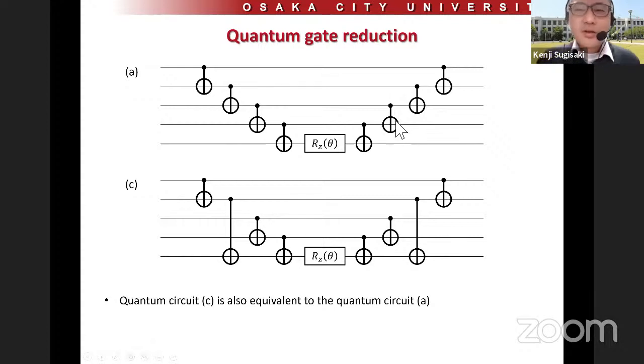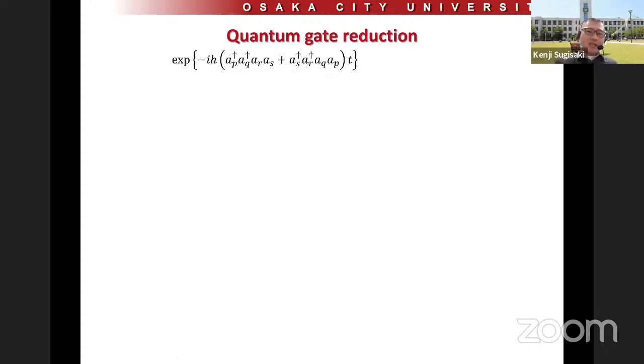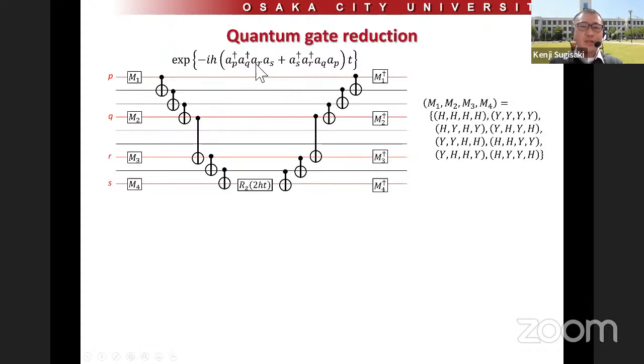Okay, so we can use this kind of operator equivalence to reduce gates. Let us think about the time evolution operators using this kind of two electron operators. The quantum circuit corresponding to this kind of time evolution operator can be written as shown here.